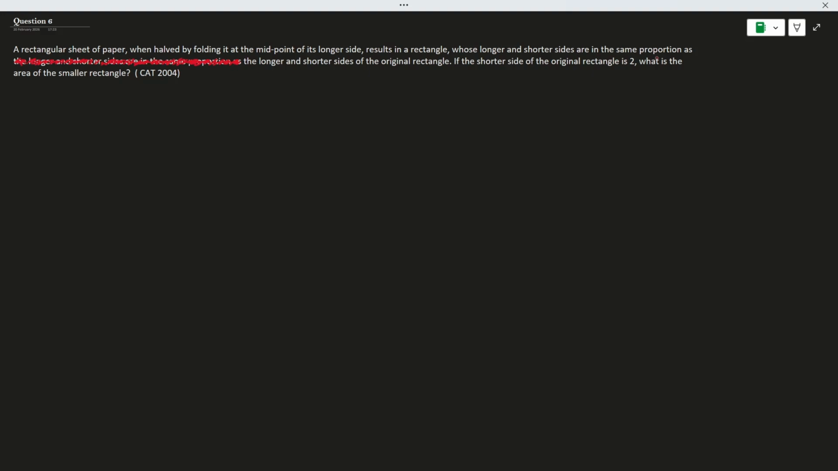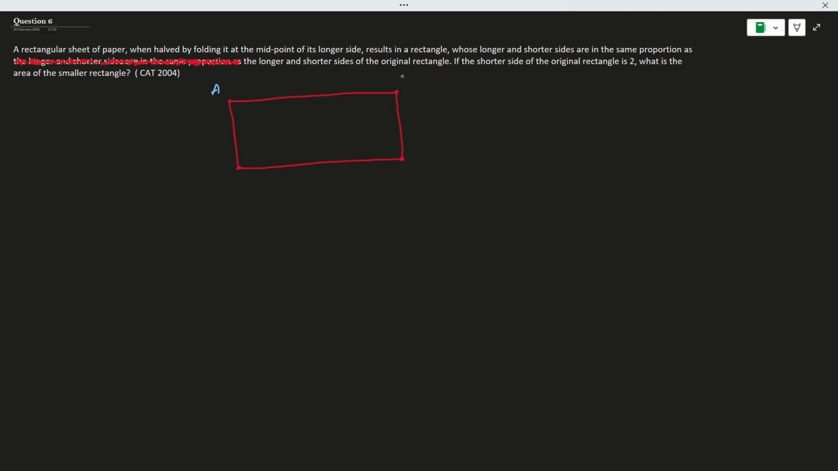Whose sides are in the same proportion as the longer and shorter sides of the original rectangle. If the shorter side of the original rectangle is 2, what is the area of the smaller rectangle? So first, in geometry, always try to draw the diagram, because after drawing the diagram, lots of things open up.